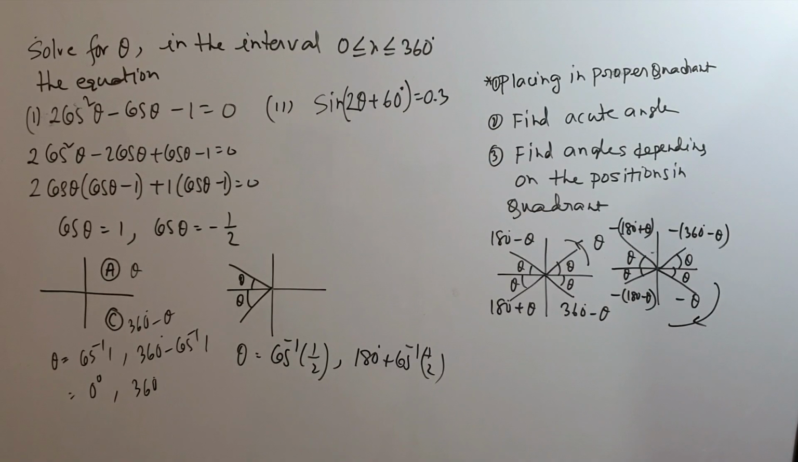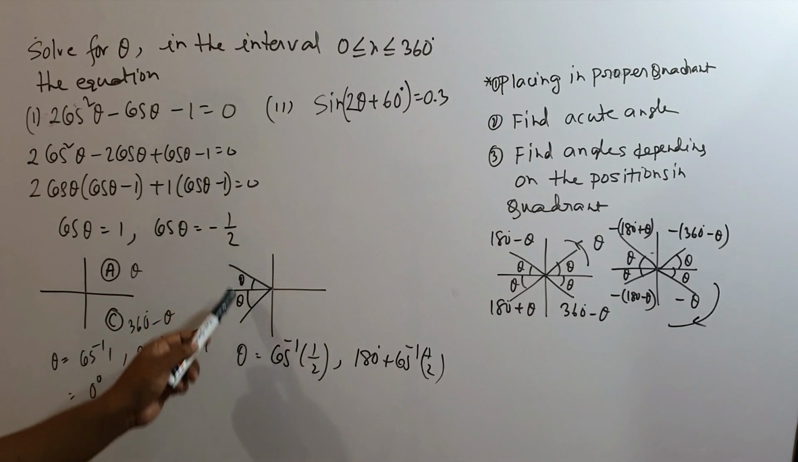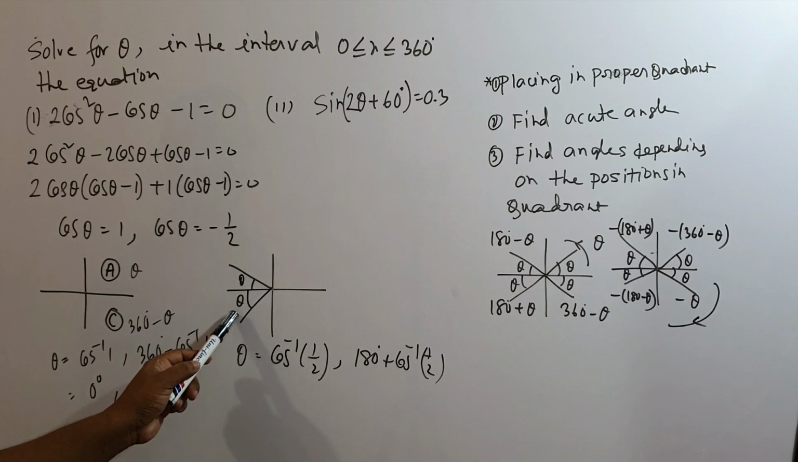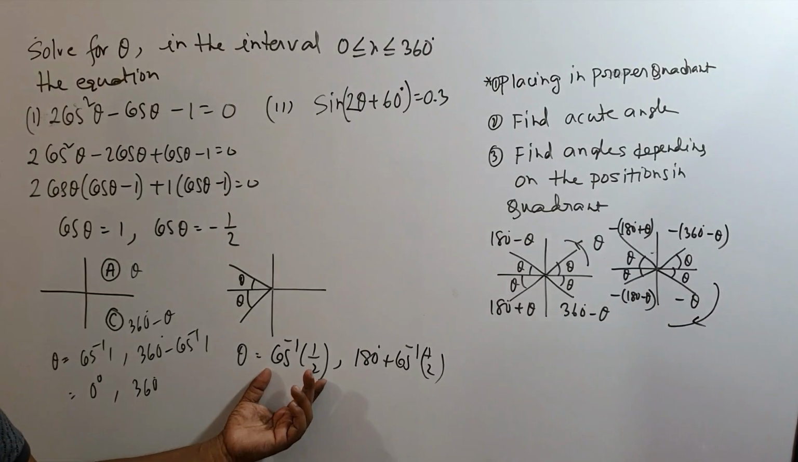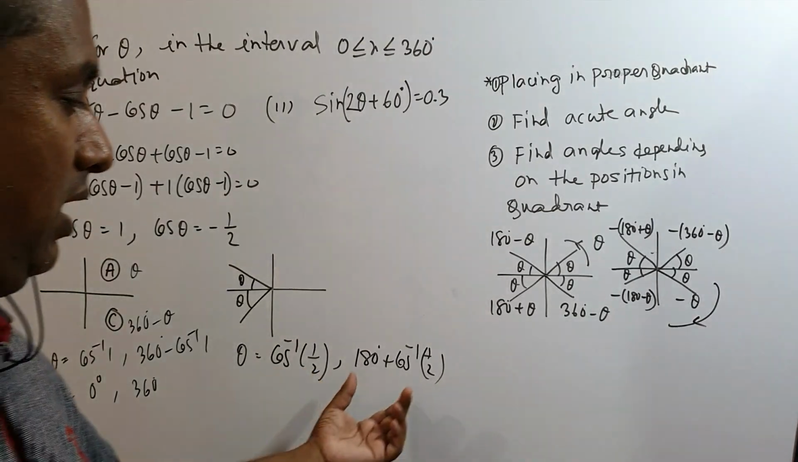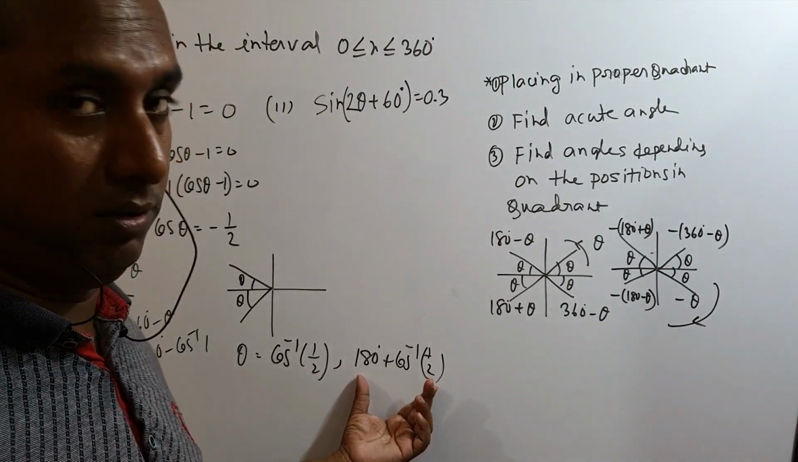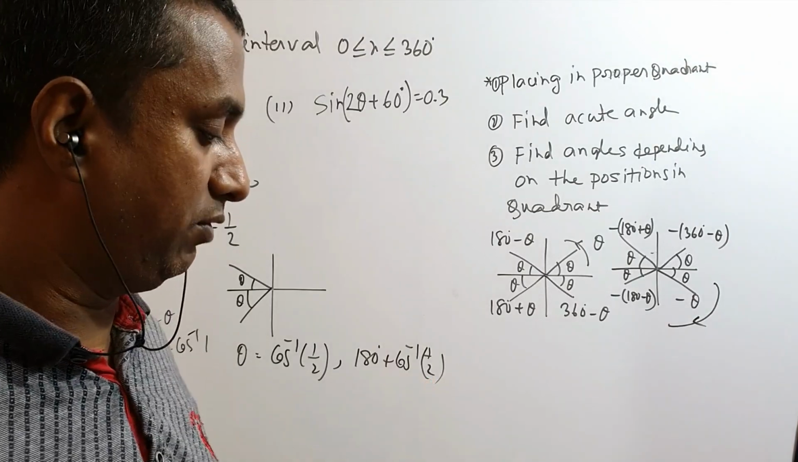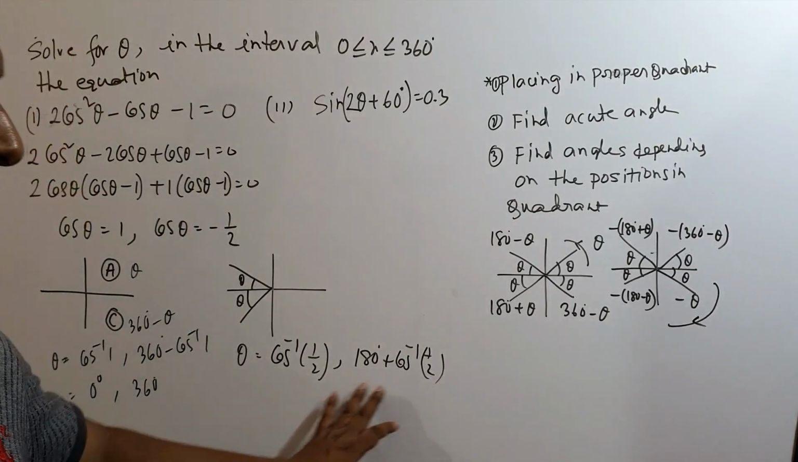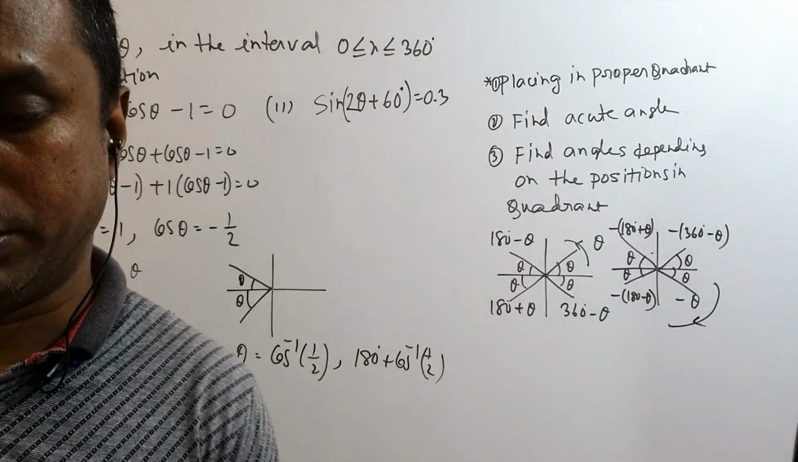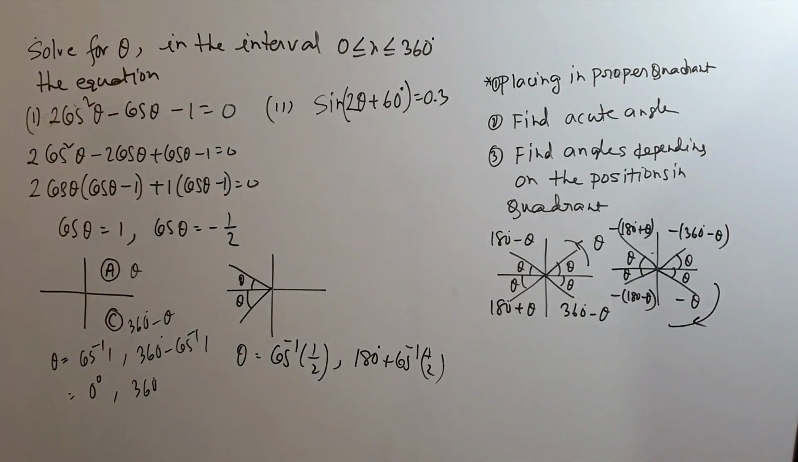So in the second quadrant it is 180 minus theta, and in the third quadrant it is 180 plus theta. If you use cos inverse half in the calculator, and 180 plus cos inverse half, you will get your correct answer. I'm not giving you the answer. You can try it and find the results easily. Now let me try the next one.